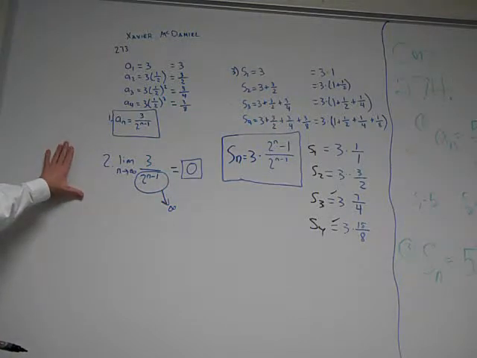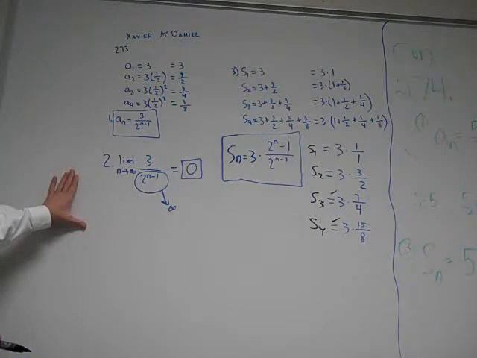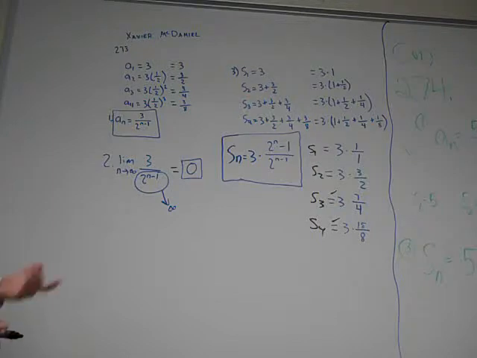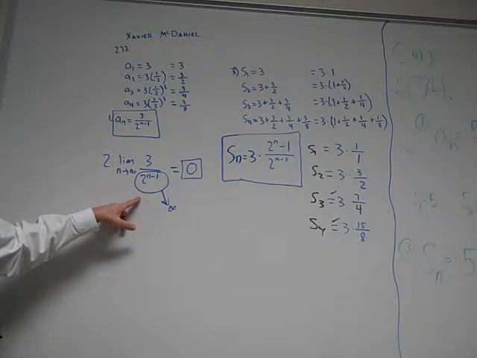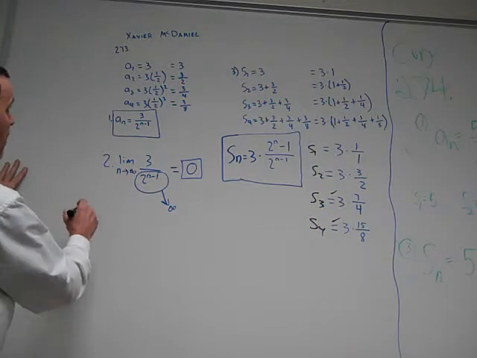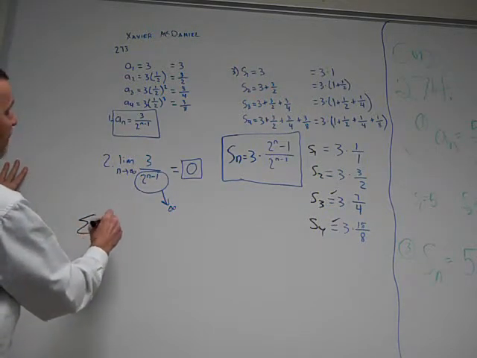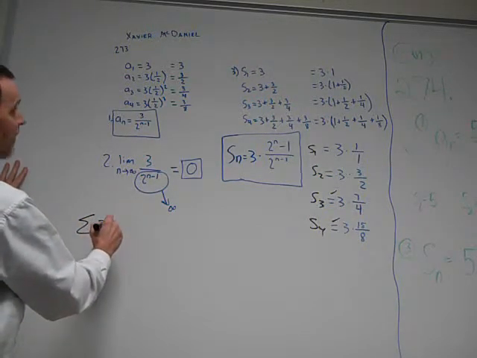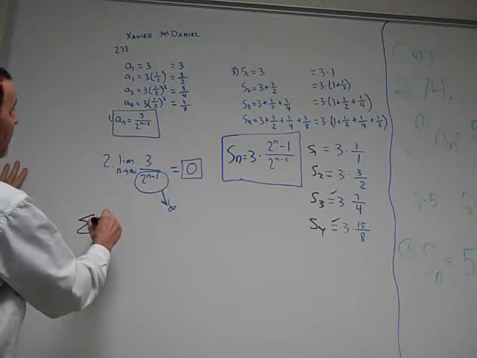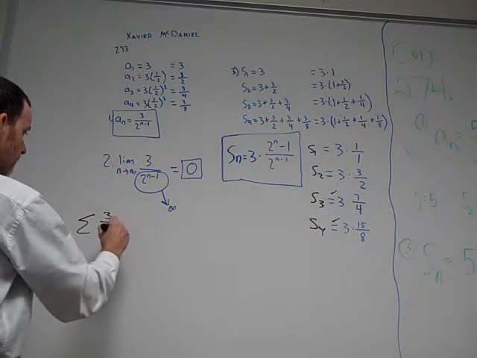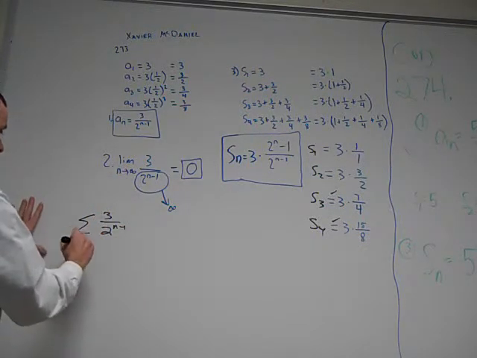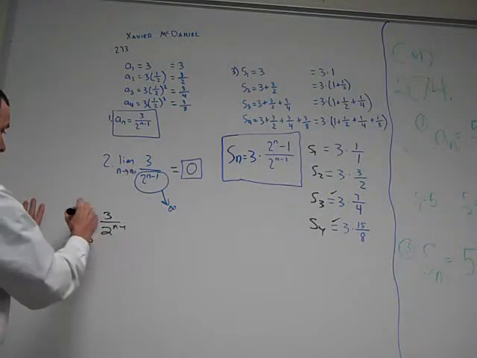Okay, so questions on the first one. We know what the terms are. We know what the partial sums are. Why do I keep asking if the limit of the terms goes to 0? So you're adding up a bunch of numbers, right? Sum of 3 over 2 to the n minus 1, from n equals 0 to infinity, right?